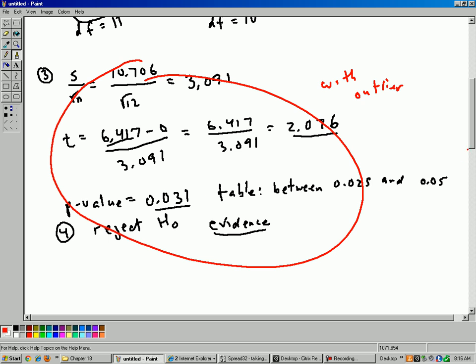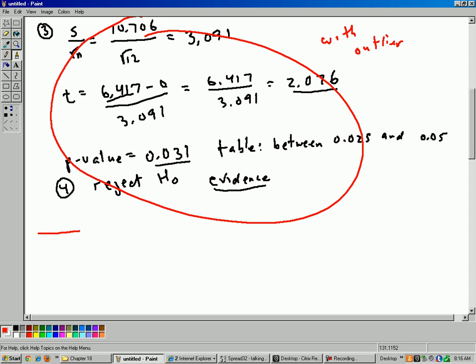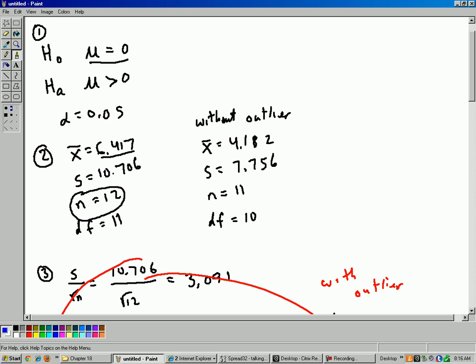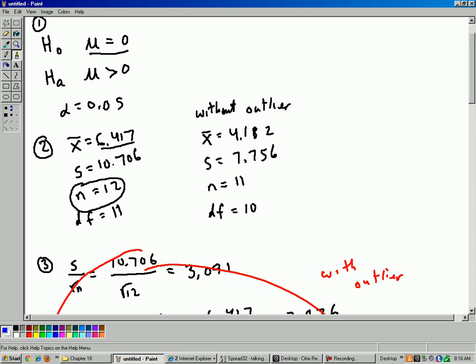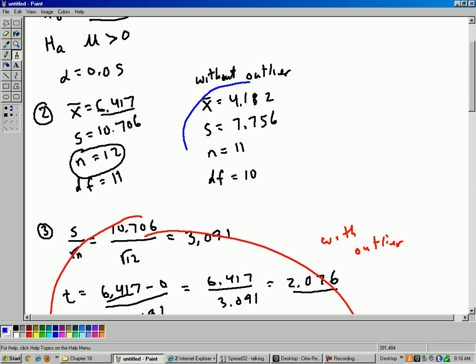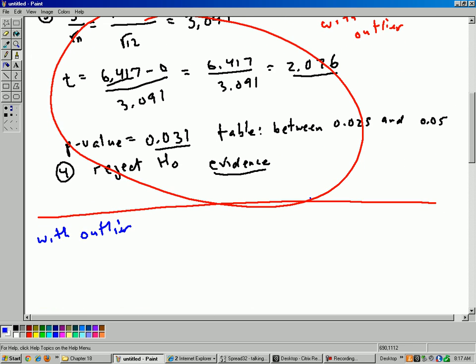Now, let's do the same thing without the outlier. So let's change to blue here. Okay, so step 1, the hypothesis is the same: mu equals 0, mu greater than 0. Here's our data without the outlier right here. So it's just a matter of redoing the calculations here.